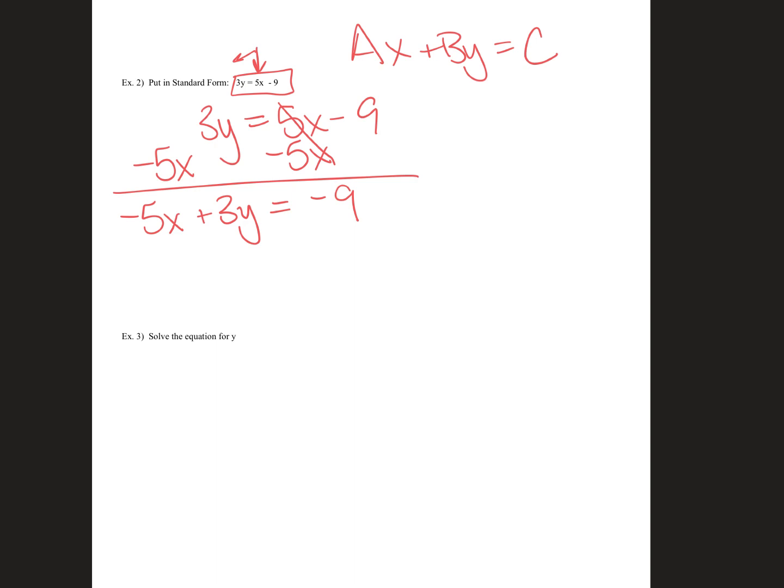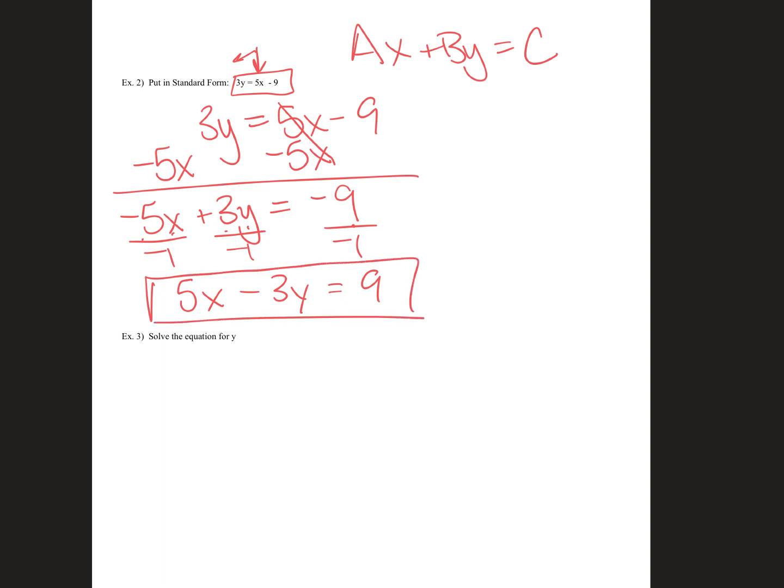So right now it's in the right order, right? I have ax, by, c. But what's wrong with it? A cannot be negative, and right now a is negative 5. So whenever you have to get rid of a negative, like I said in the beginning, you can just divide everything by negative 1. You could also multiply it by negative 1. The same thing's going to happen. Basically, all of your signs are becoming their opposite. So since this was a negative 5x, it's now positive. Since this was a positive 3y, it's now negative. And since this was a negative 9, it's now positive. So now this equation is in standard form.